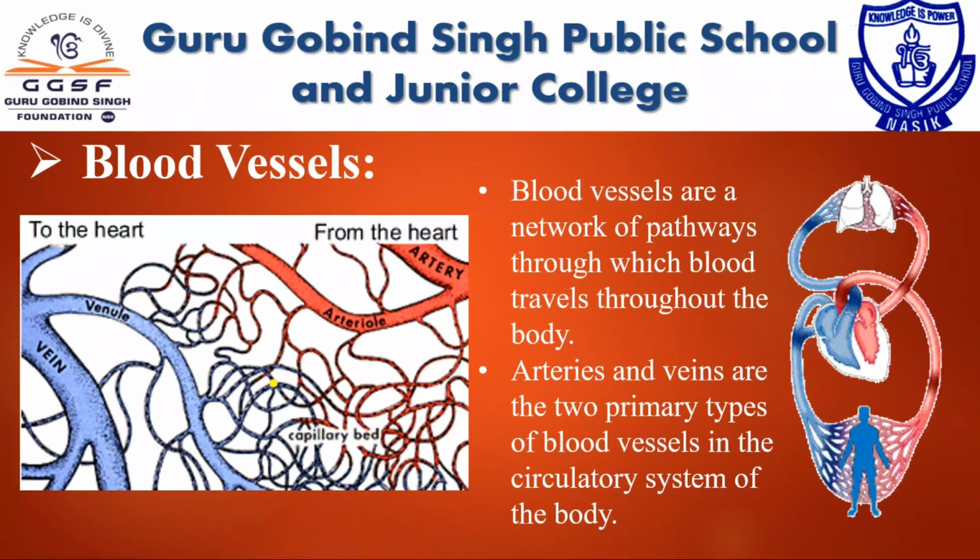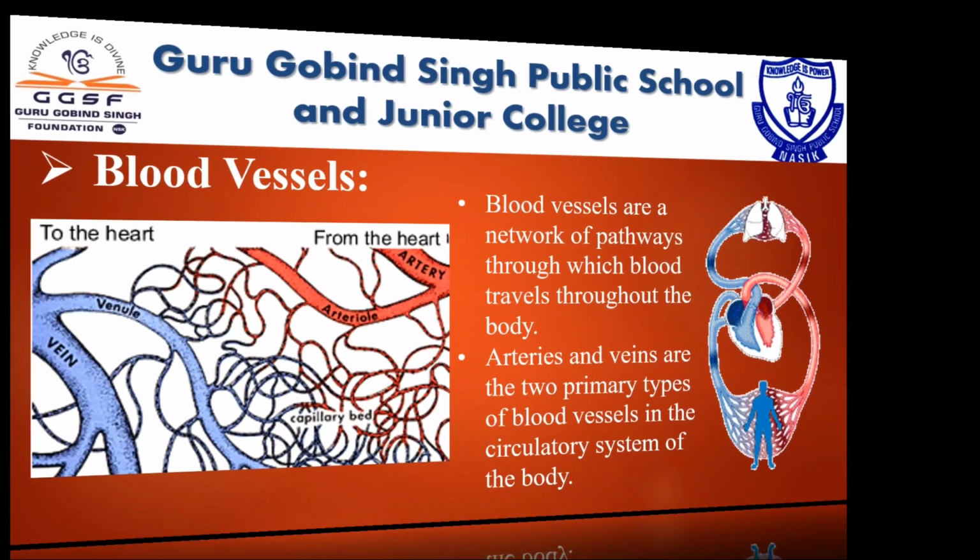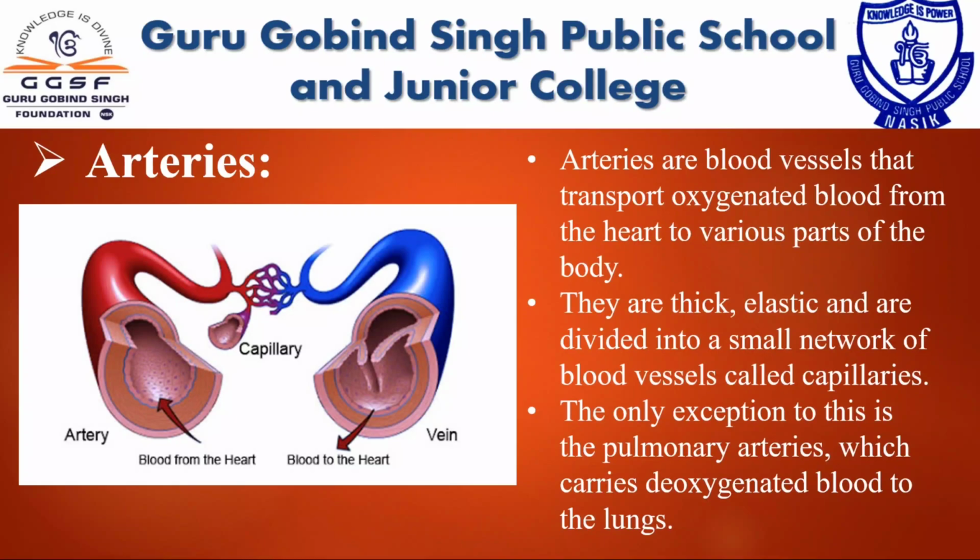Let's focus on the next part, that is blood vessels. Blood vessels are a network of pathways through which blood travels throughout the body. Arteries and veins are the two primary types of blood vessels in the circulatory system of the body. Arteries. Arteries are blood vessels that transport oxygenated blood from the heart to various parts of the body.